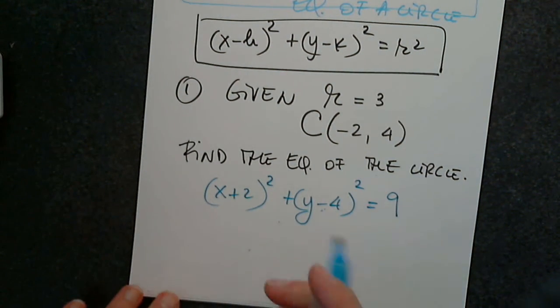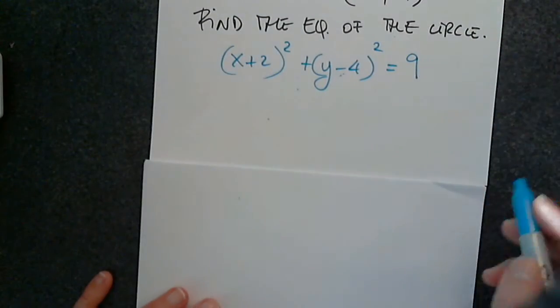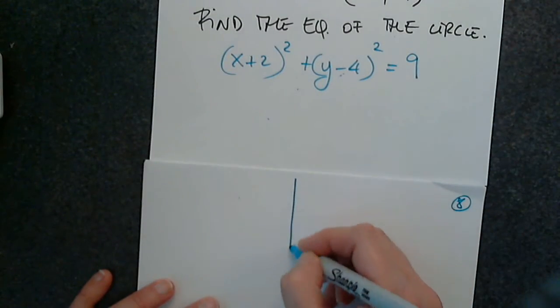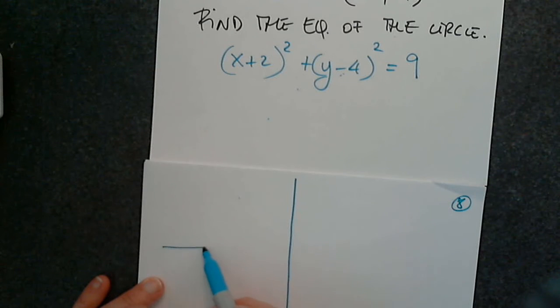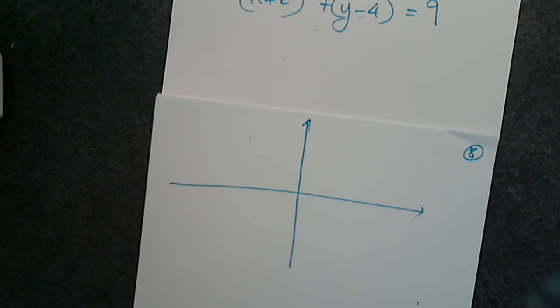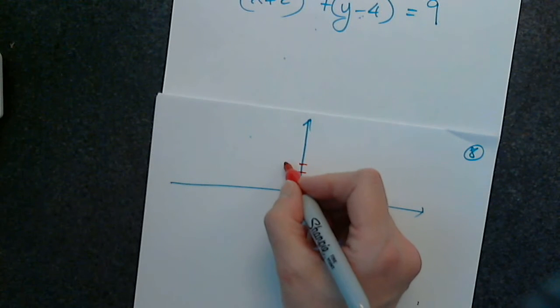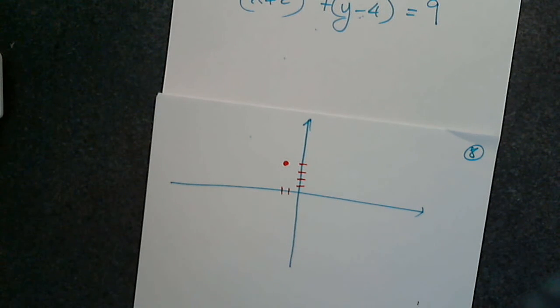Here is a second type. Let's also graph this. Let's suppose we're asked to graph this circle. So here's how we do that. I will have to start with the center of the circle, which is -2, 4, right here.